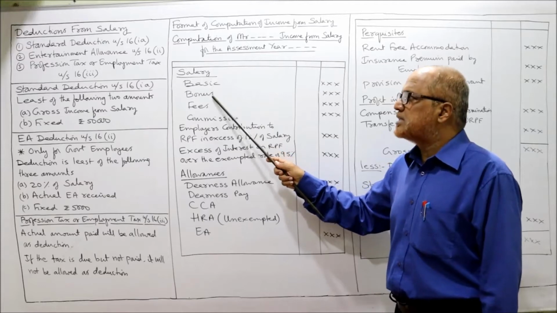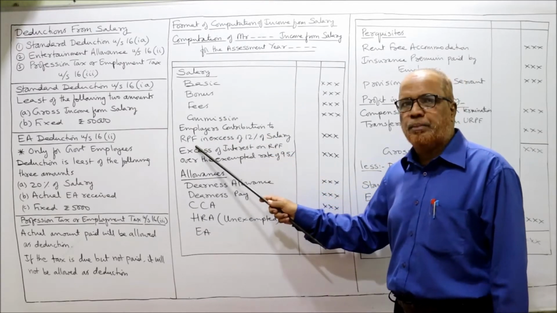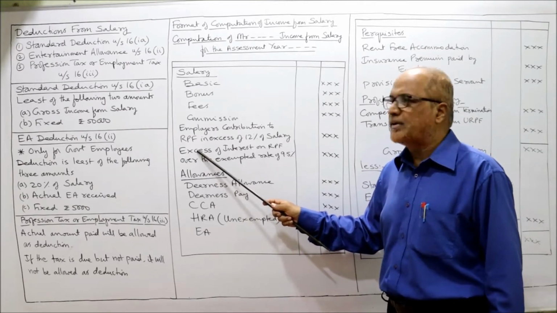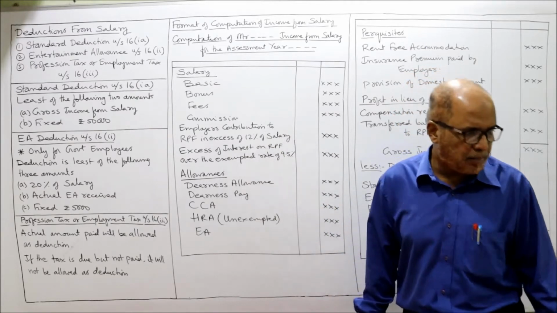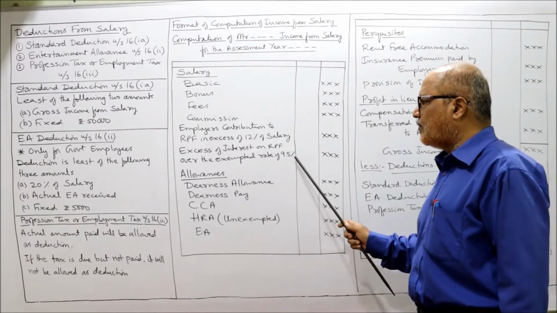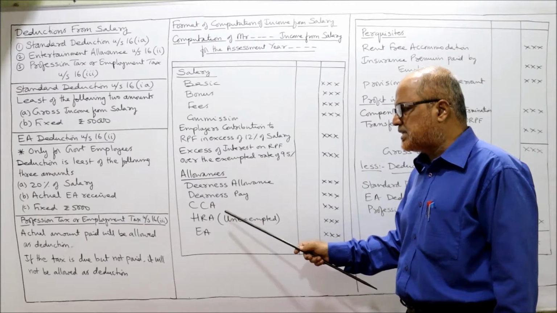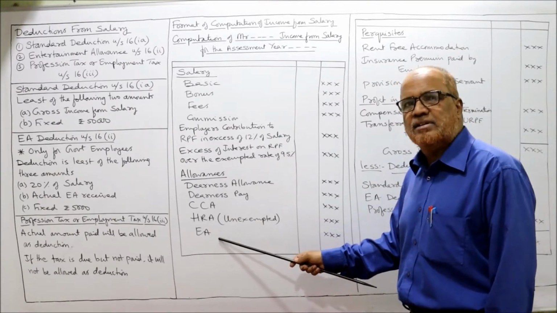Under salary: basic, bonus, fees, commission, employer's contribution to RPF. In the next session, I will explain what RPF means. In excess of 12% of salary, and excess of interest from RPF over the exempted rate of 9.5%. Then allowances: dearness allowance, dearness pay, CCA, HRA, EA. These are examples. Apart from that, many other allowances may come.